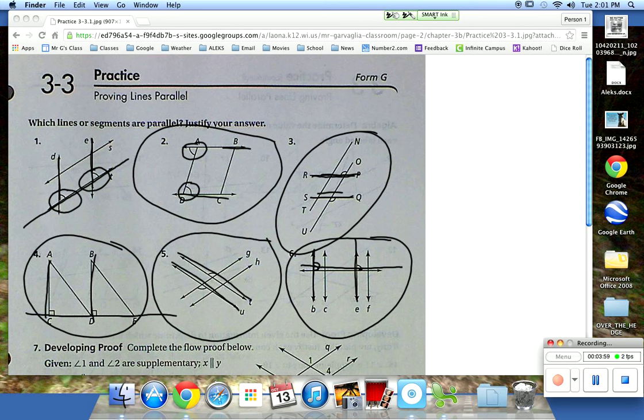You've got 3 problems on your assignment where you have to determine which ones are parallel. All right?